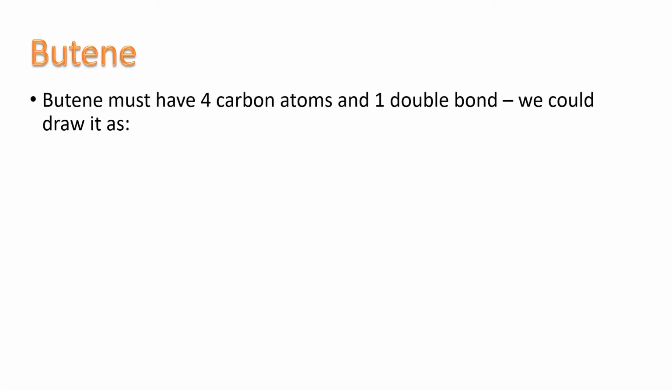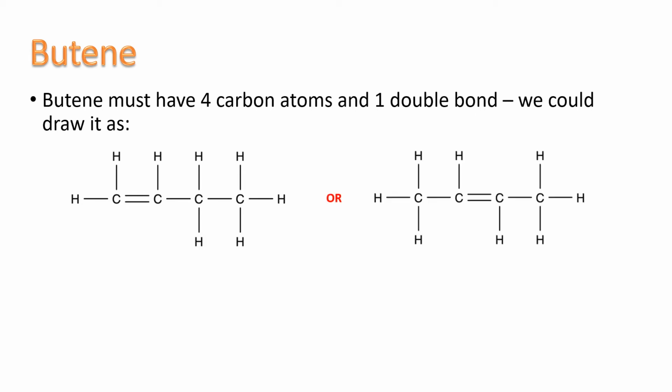Okay, so let's think about butene now. Butene must have 4 carbon atoms because of but, and 1 double bond because it's an alkene. So we could draw it like this. We've got 4 carbon atoms and a double bond. We've got 8 hydrogen atoms. That's butene. Perfect. However, we could also draw it like this. So we still have 4 carbon atoms. We still have 1 carbon to carbon double bond. And we still have 8 hydrogen atoms.